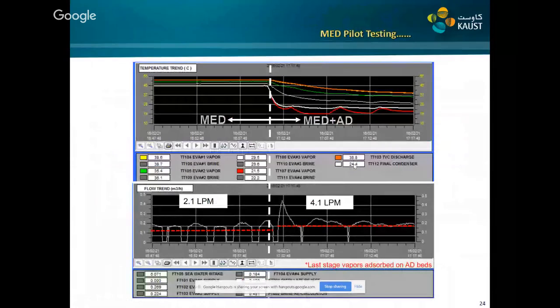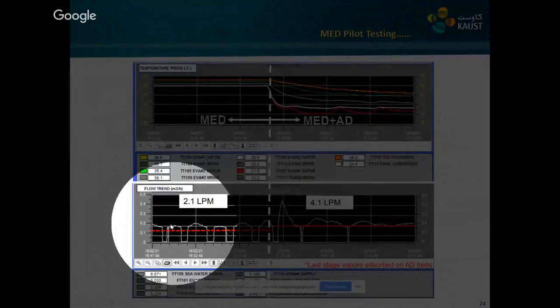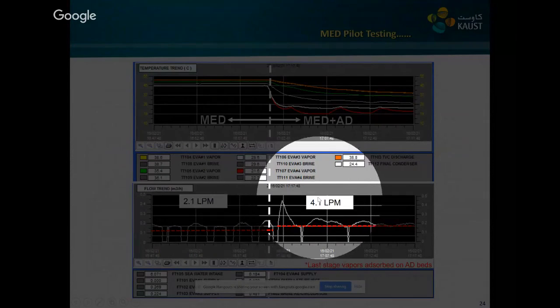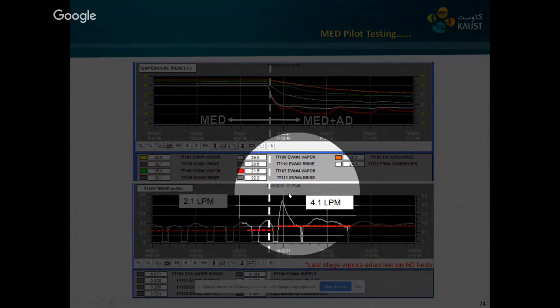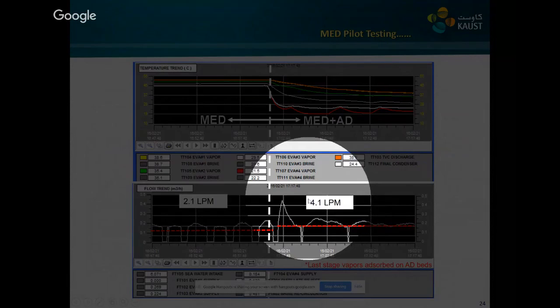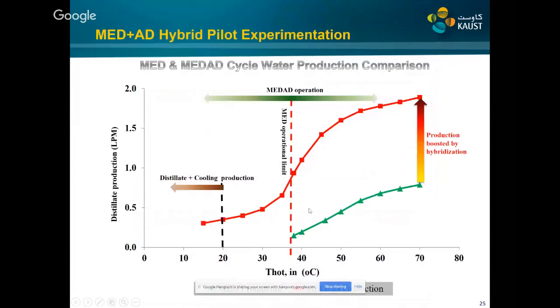So here is the water production. Interestingly, we can see over here the water production of the conventional MED was around 2 liters per minute. But when we hybridize it with the AD, the water production was boosted to 4 liters per minute. So we can see very clearly that, by keeping all the operational parameters the same, the water production was boosted to 2 times as compared to the conventional MED with the integration of the AD cycle. That was a successful demonstration of our hybrid cycle.